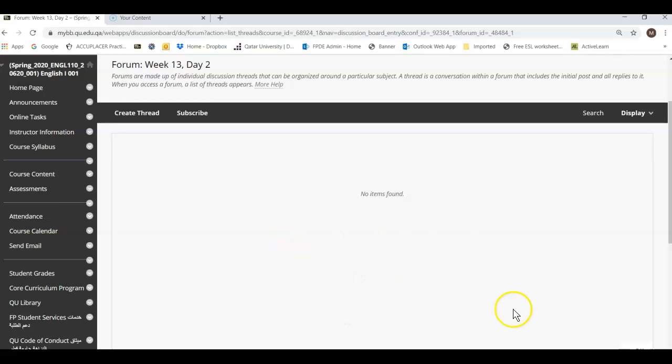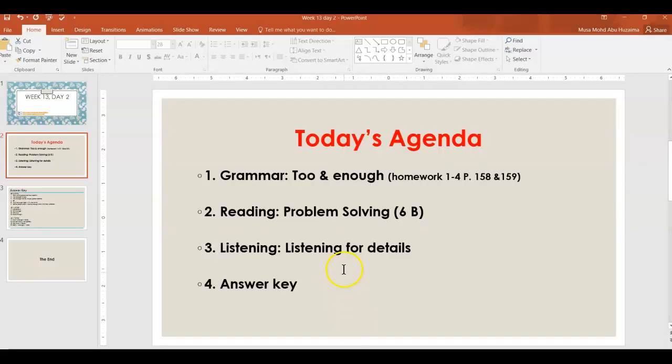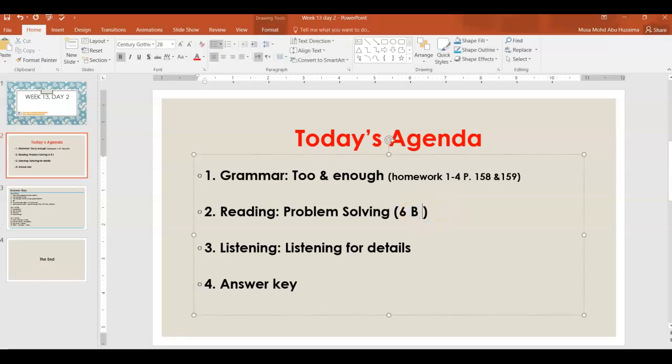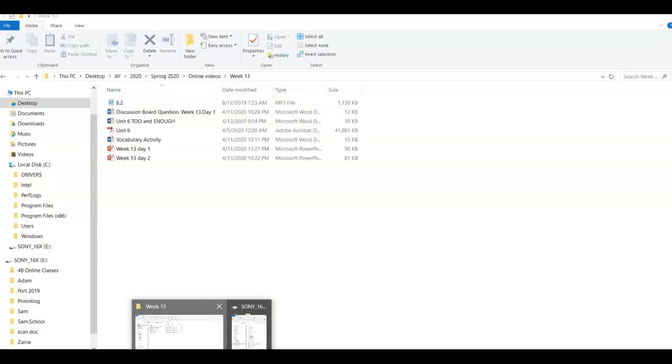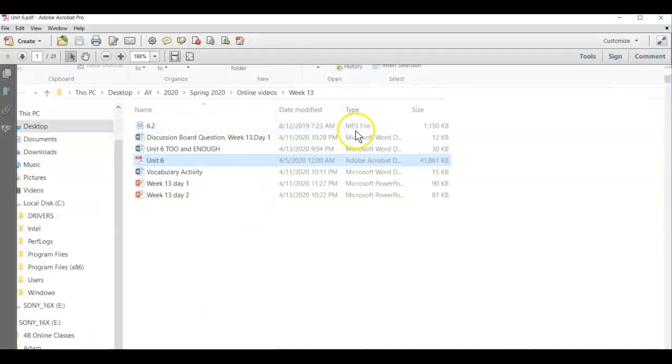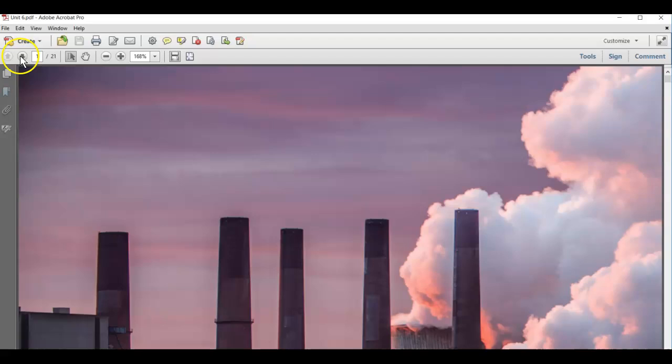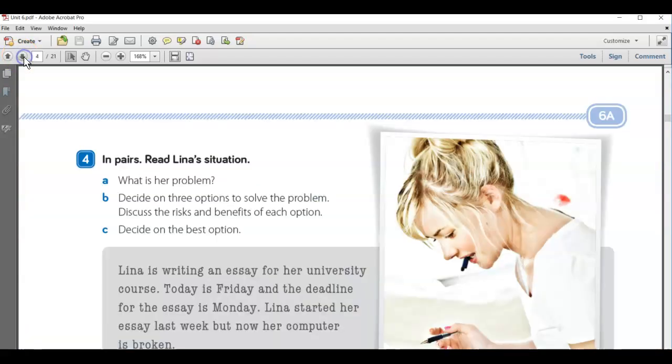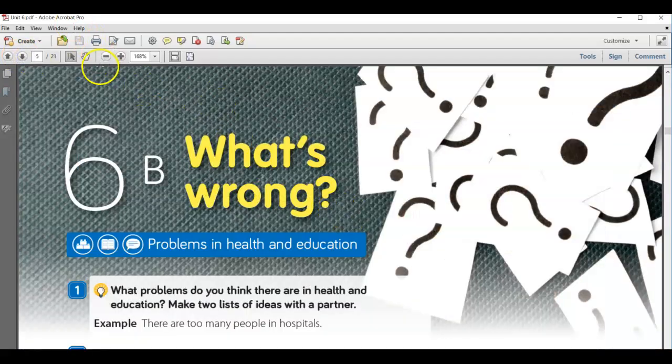Okay, this is part 1. Let's now go to the book. We need to do some reading about problem solving, lesson 6B. Which page? Page 94. Okay, now we need to get the book. Here is the book.